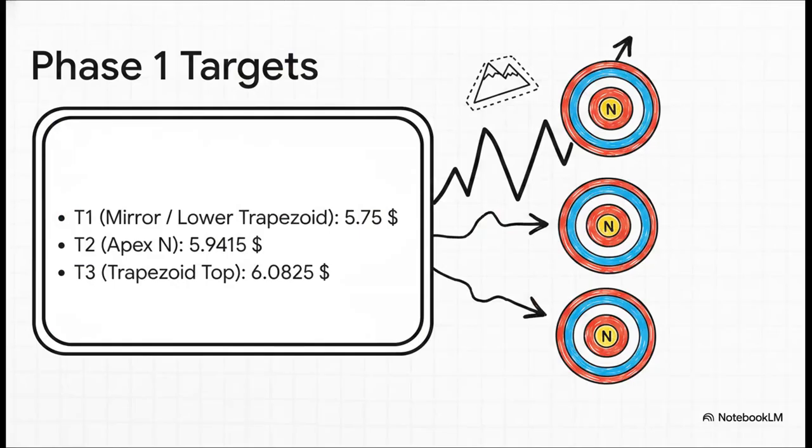So, with the setup complete, 3 very clear price targets were on the map from day one. Target 1 was the mirror level at 5.75, target 2 was the N apex at 5.9415, and the final target, target 3, was the trapezoid top at 6.0825.